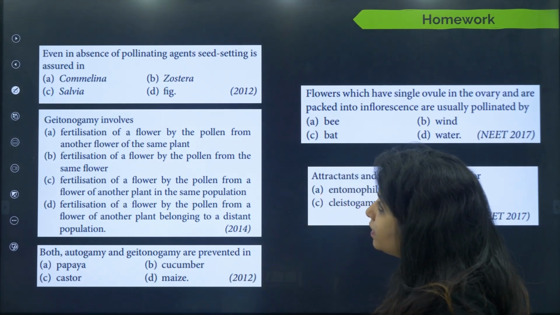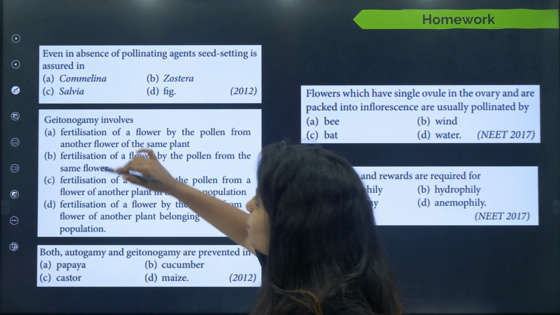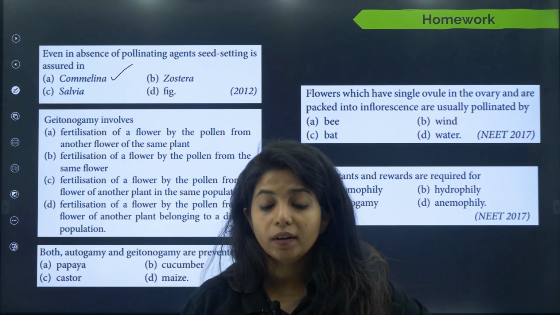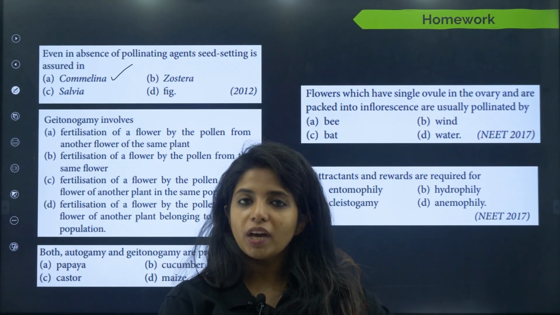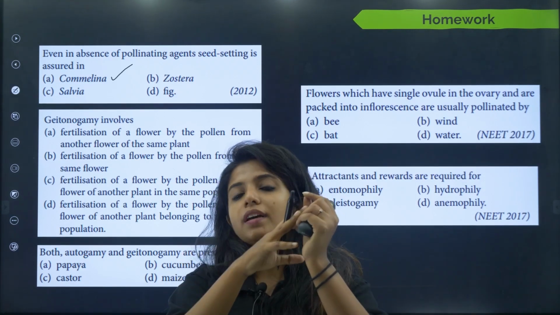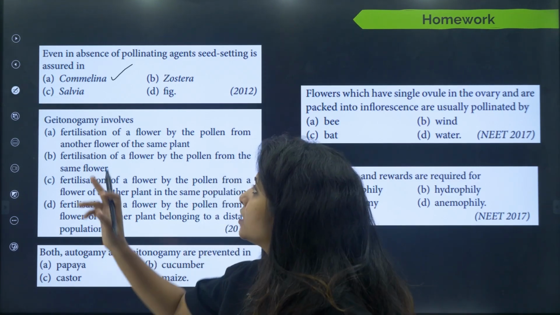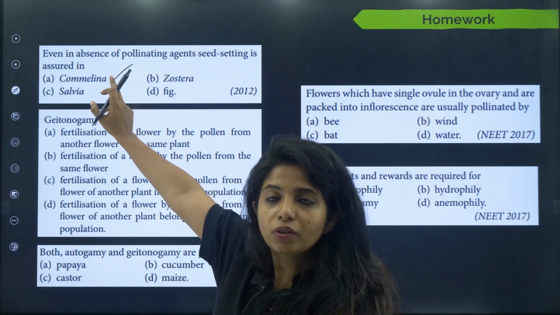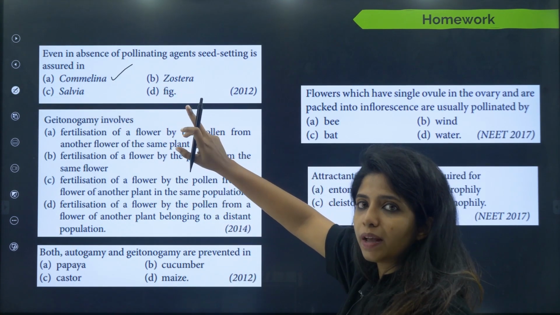So, even in the absence of pollinating agents, seed setting is assured in Commelina. Why is it assured in Commelina? Because Commelina has the cleistogamous flowers as well. Along with chasmogamous, they have cleistogamous flowers where the bud is closed and it has both the anther as well as the stigma and everything there. So, obviously seed setting is assured in Commelina. Along with Commelina, we had Viola and Oxalis. Viola is also known as common pansy.